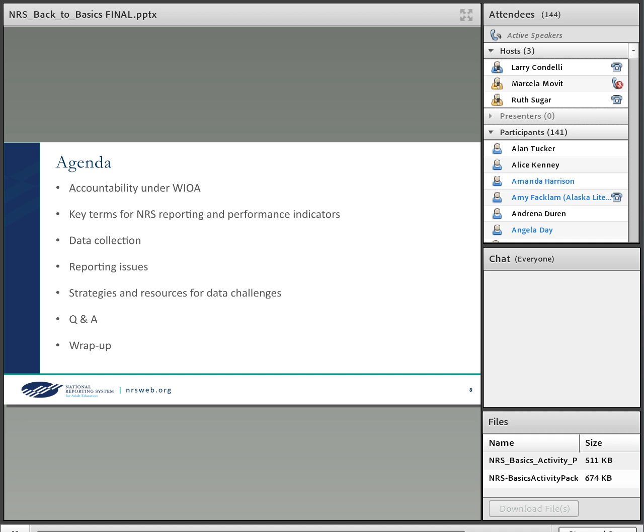So we'll be going through the content sections, and then we'll have full group discussions on accountability, the key terms, data collection, and reporting issues. And then we'll have an activity where we break out into groups to discuss strategies and resources for data challenges. Then, as Larry mentioned, we'll have question and answer and wrap up. And so now I'll turn it over to Larry to get us into it.